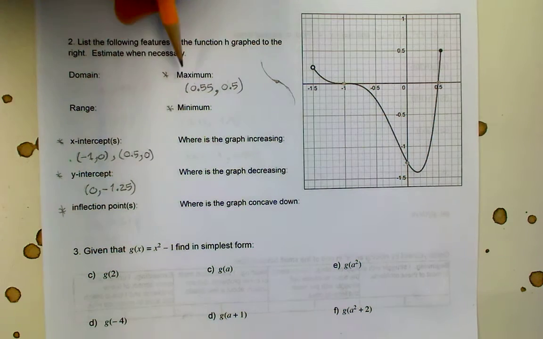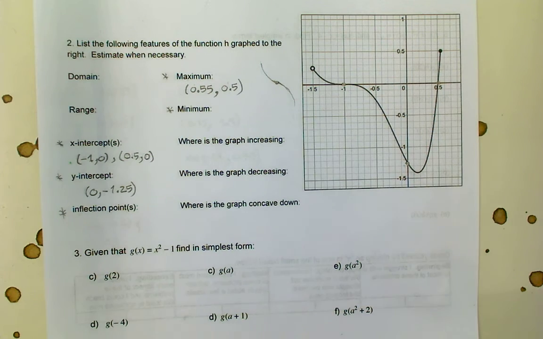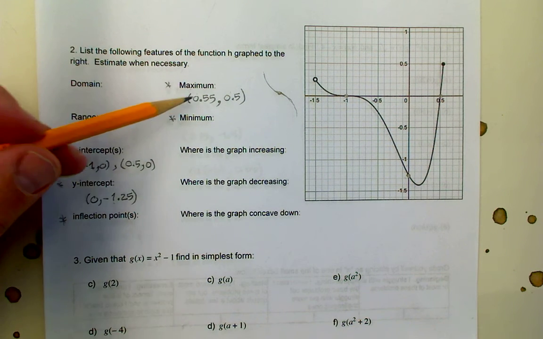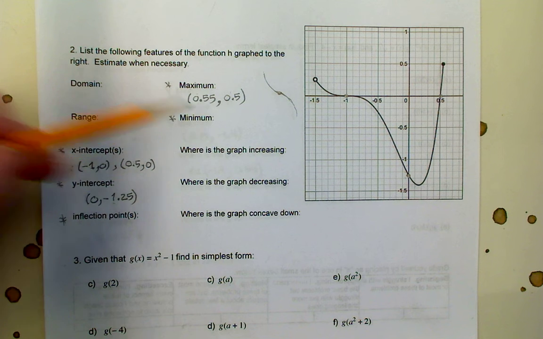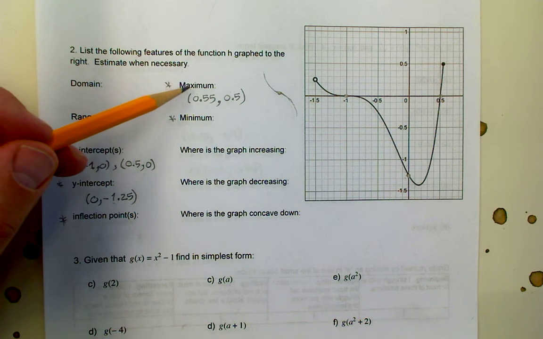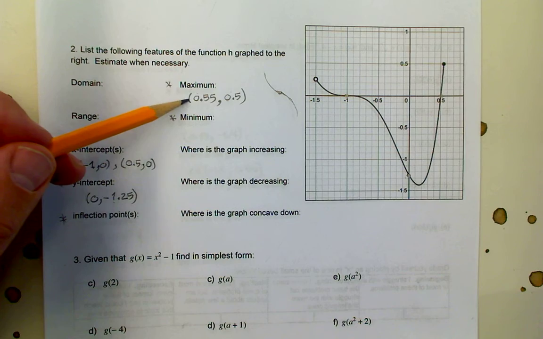If I was asked for just the maximum value of the function, I could just say 0.5. And if I was asked at what value of x the maximum is achieved, then I might just say 0.55. But I'm not asked for any one piece of information, so I'm including both.